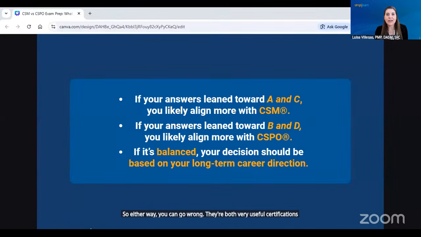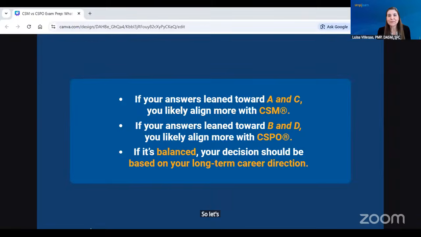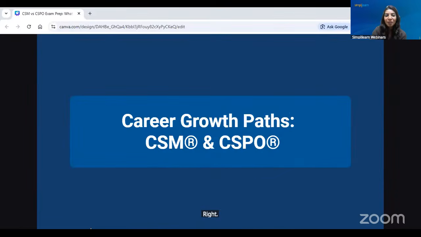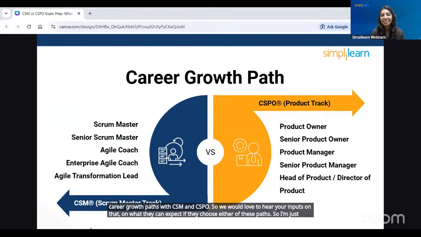And I think Shweta, this may lead us into the next slides and answering that question about which one is more marketable. So let's talk about that. Right. Yeah. So next, like you mentioned, we are going to talk about career growth paths with CSM and CSPO. So we would love to hear your inputs on that, on what they can expect if they choose either of these paths. So I'm just moving on to the next slide.